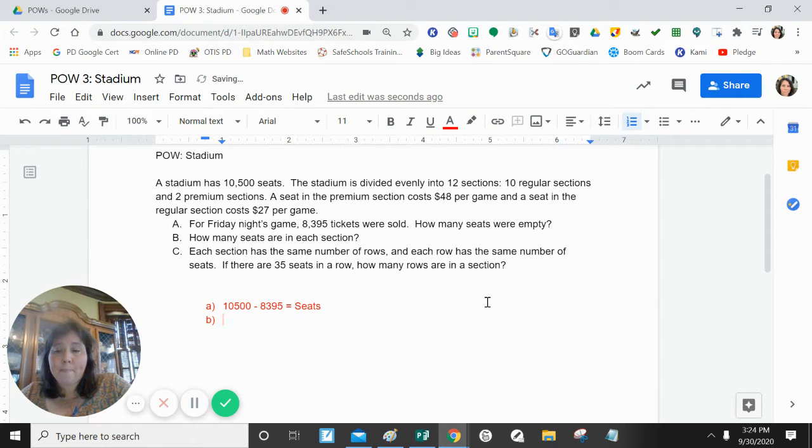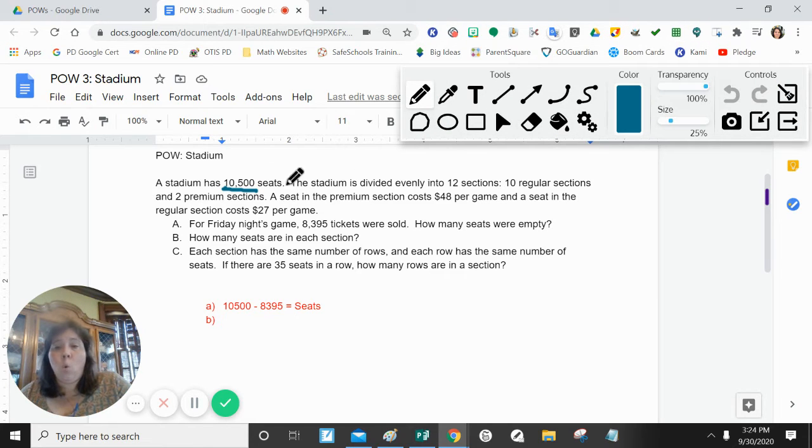For part B, how many seats are in each section? Well, we have to go back to the word problem again. We know that there is 10,500 seats in the stadium. In the second section, it says the stadium is evenly divided into 12 sections. What that means is the stadium has 12 different groups of seats. So those 10,500 seats are divided up evenly into those 12 sections.